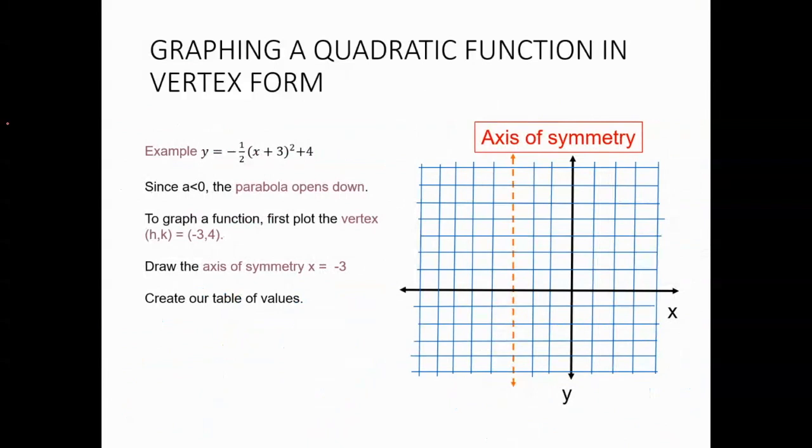So let's look at another one. So now I have, often I'll have a fraction in front. So now I have negative 1/2 in front, x plus 3 squared plus 4. So to graph this function, we're going to first plot the vertex. So I have it written here, but how do we pull out the vertex? Well, we know our vertex is going to be this number, but opposite. So notice how that plus 3 now becomes a negative 3.